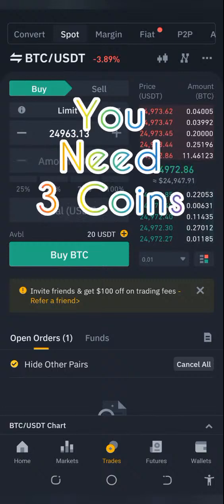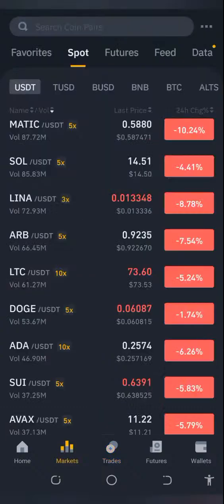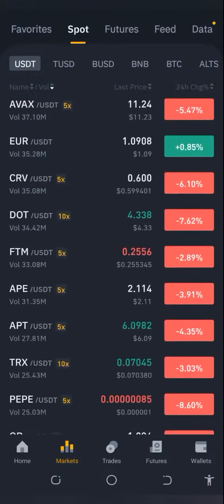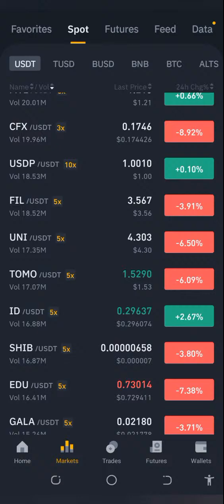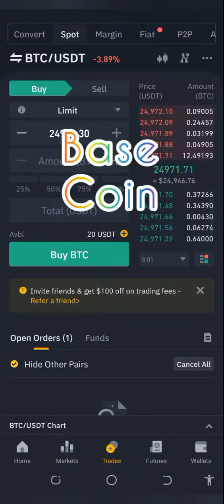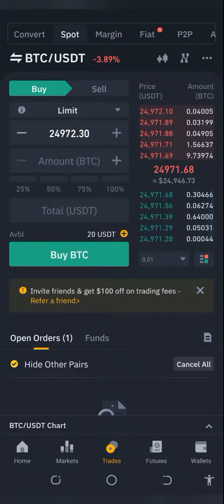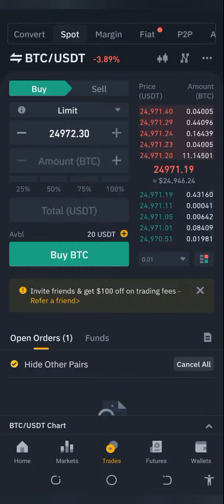First off, you need 3 coins. Now, look at this. Now, we've gone to the coin section, right? And you can see there are so many coins here. You need to pick one. And of course, in our income strategies course, we show you how to pick the right one based on different parameters. Okay. Now, when you pick that coin that you want to use, we're going to have 3 coins. First off, you need to have what we call your base coin. Yes. Second, you're going to have what we call your target coin. And then third, we're going to have your profit coin.